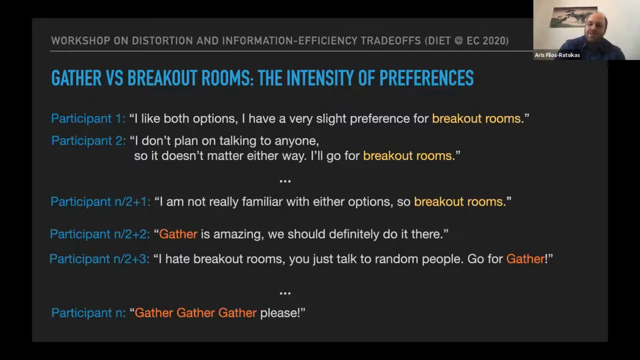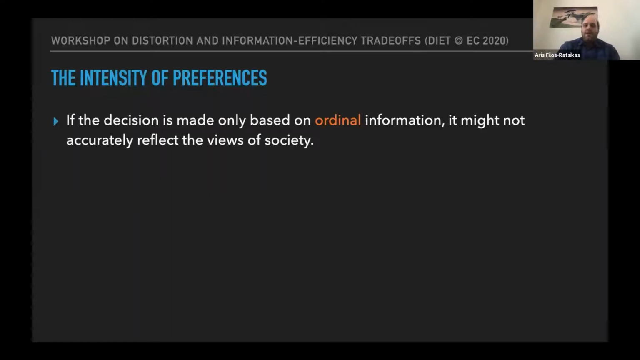So what this example demonstrates is that if we actually knew some more information about the preferences of the agents, if we had these comments, then we would realize that we actually made the wrong choice. This is what the example conveys: if a decision is made based only on ordinal information, which is information that has to do with comparisons between the different things that can happen, then this might not be the right thing for society.